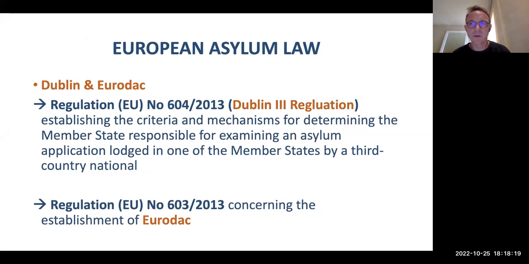And now we come closer to what we're talking about today. It is basically the so-called Dublin regulation. This is something that, as you can see, is often called the Dublin III regulation. It's the third instrument that has been implemented on Dublin. I will talk about this a little bit later.